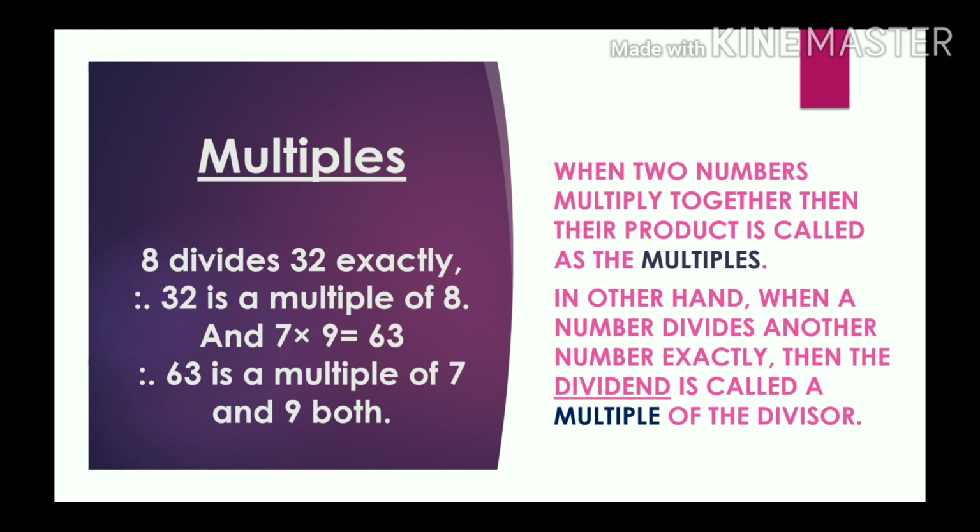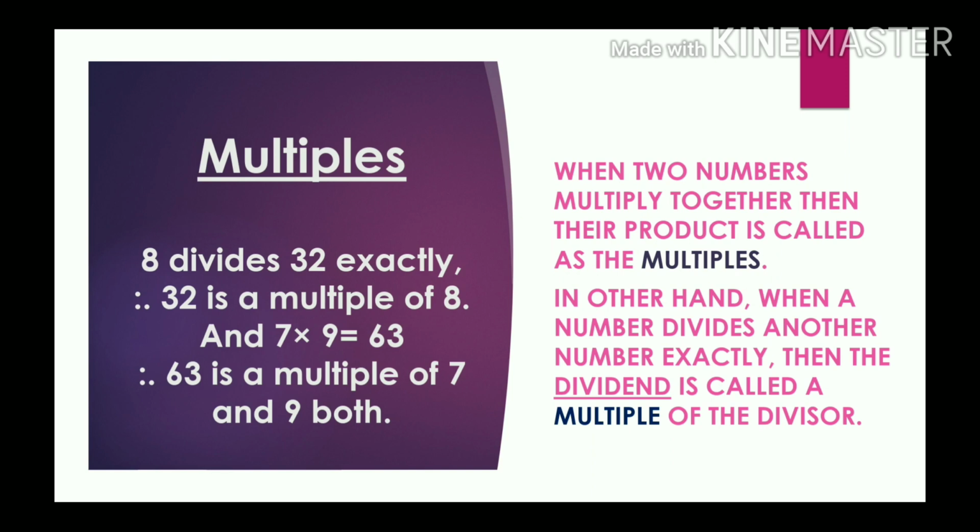Now, what are multiples? When two numbers multiply together, their product is called a multiple. On the other hand, when a number divides another number exactly, then the dividend is called a multiple of the divisor, which means if any number divides another number exactly, then the dividend is called a multiple.